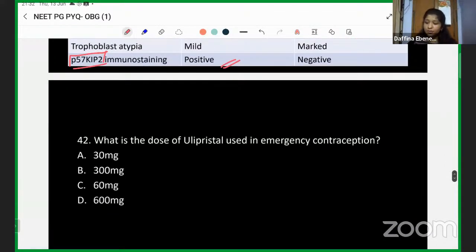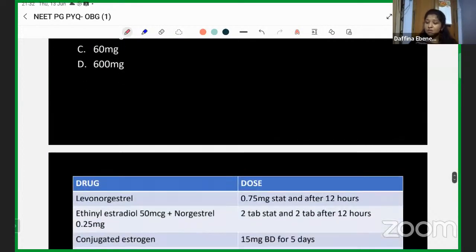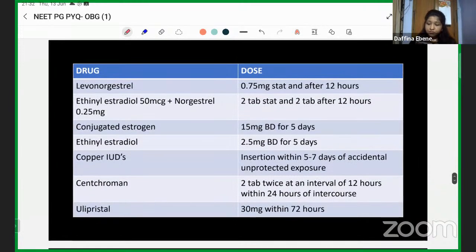What is the dose of ulipristal used in emergency contraception? So emergency contraceptives or postcoital contraceptives, you have to remember this table. These are the different postcoital contraceptives that can be prescribed. So levonorgestrel 0.75 mg stat and another dose after 12 hours. Ethinyl estradiol 50 micrograms plus norgestrel 0.25 mg, 2 tablets stat and 2 tablets after 12 hours. Conjugated estrogen, which is not given in our country, 15 milligram twice daily for 5 days, but we don't use this here. Then ethinyl estradiol 2.5 mg twice daily for 5 days.